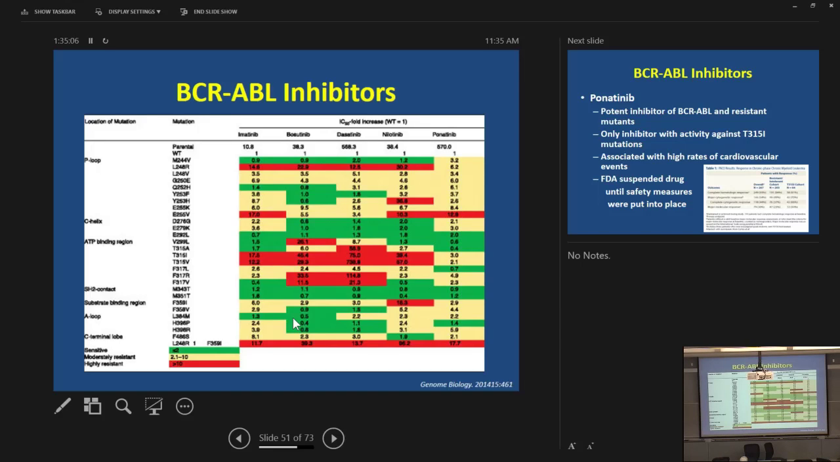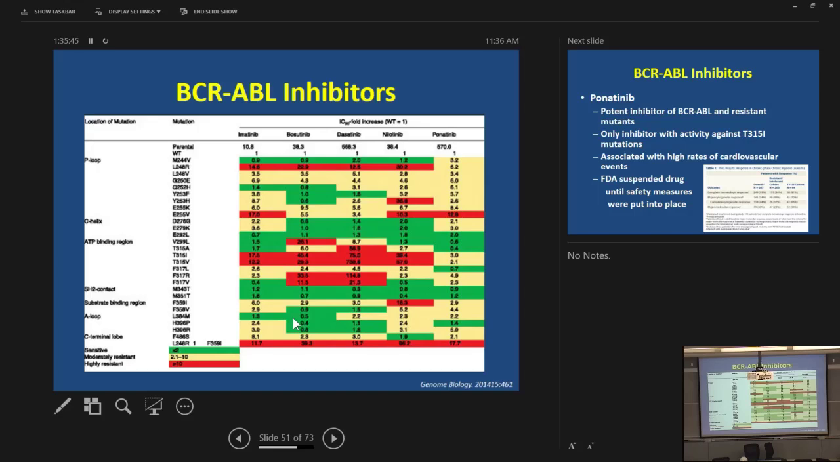Yeah, so the T315I mutation, a point mutation, is resistant to all of our BCR-ABL inhibitors except for ponatinib. Ponatinib's the only one that has any kind of sensitivity to it at all. Okay, so this is important. In these CML patients, if they start to lose their response to their initial BCR-ABL inhibitor, we're going to do this kind of testing. We're going to determine what mutation they have, and then adjust therapy based on that mutation and these sensitivities.